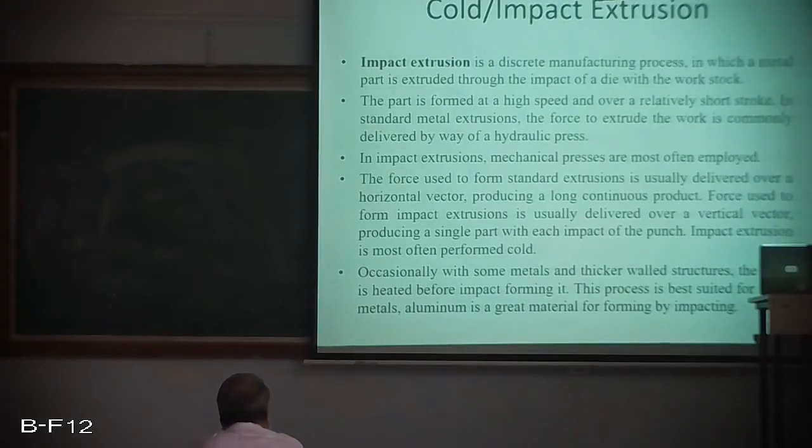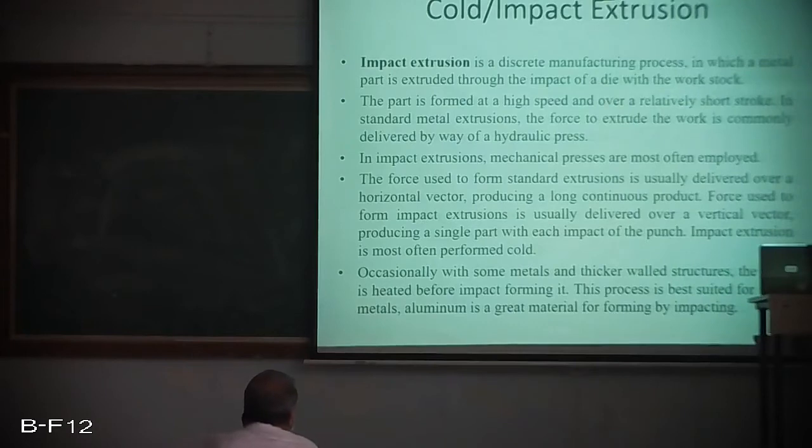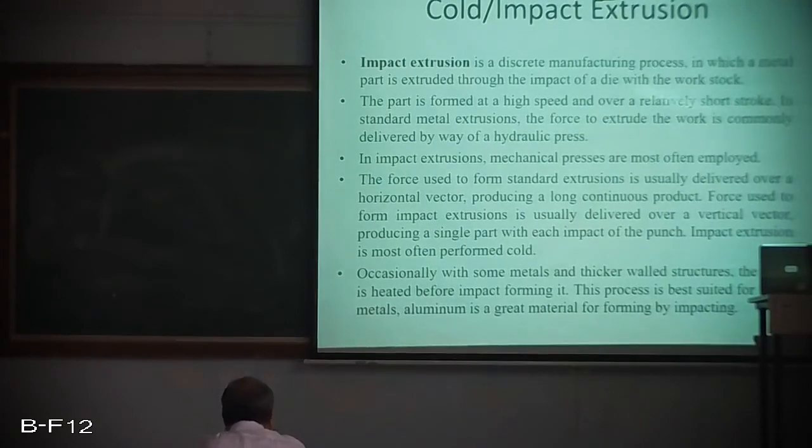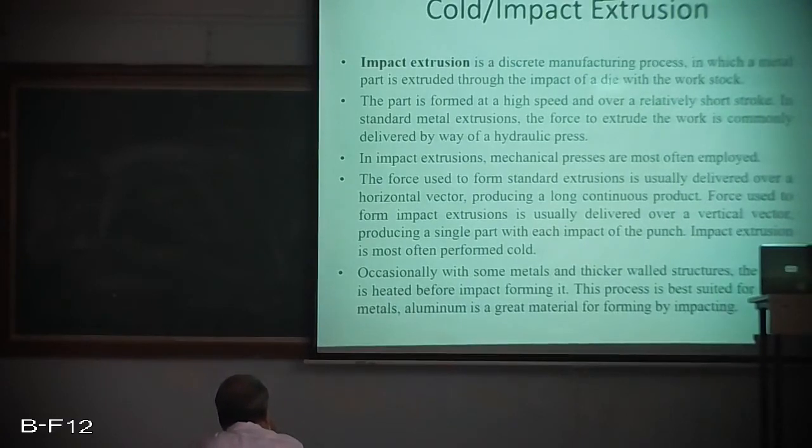So impact extrusion is a discrete manufacturing process in which a metal part is extruded through the impact of a die with a work stock. The part is formed at a high speed and over a relatively short stroke. In standard metal extrusions, the force to extrude the work is commonly delivered by way of a hydraulic press. In impact extrusions, mechanical presses are most often employed.